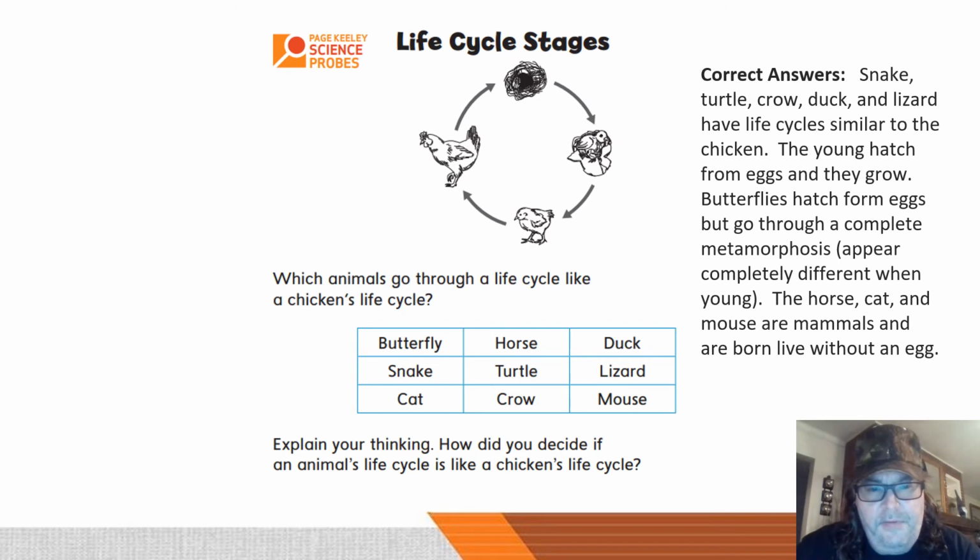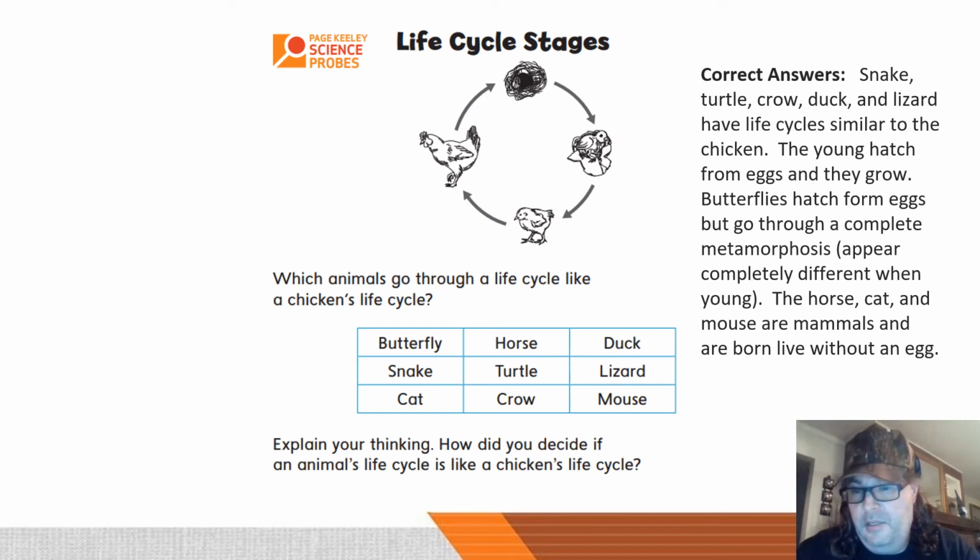Life cycles. Which of the following animals go through life cycles like a chicken? The butterfly, snake, cat, horse, turtle, crow, duck, lizard, or mouse? Which of them has an egg, hatchling, adult, egg? Snake, turtle, crow, duck, and lizard have life cycles similar to a chicken. The young hatch from eggs, then they grow.